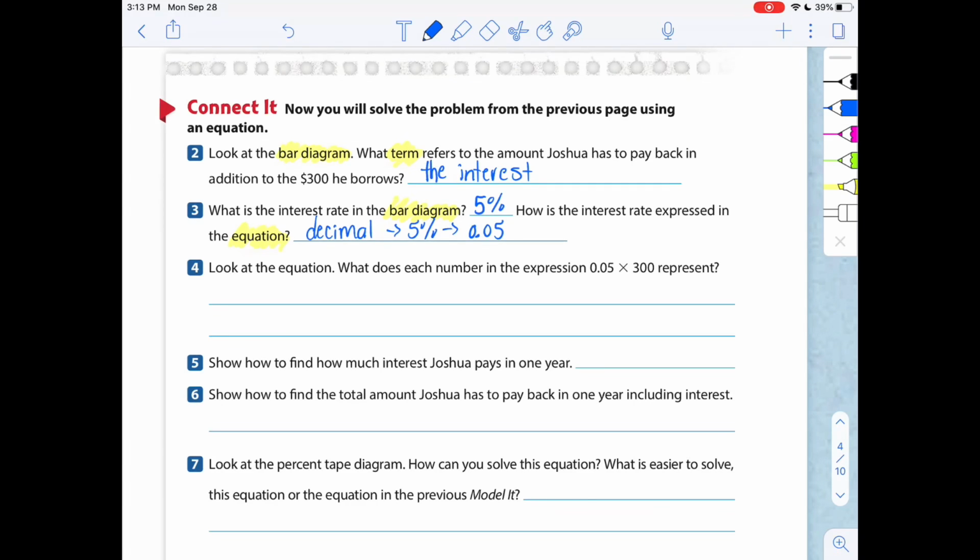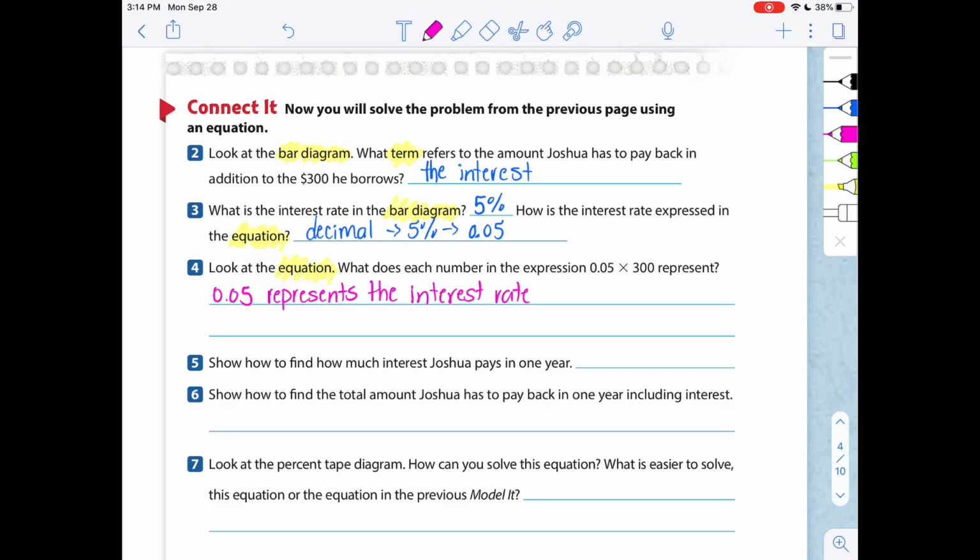Next, let's look at the equation a little bit more. So in the equation, what does each number in the expression 5/100 times 300 represent? So there's two things in this expression. The first one is the 5/100. What does that 5/100 in that expression represent? Well, we just talked about it. The 5/100 represents the interest, or the interest rate, we should say.